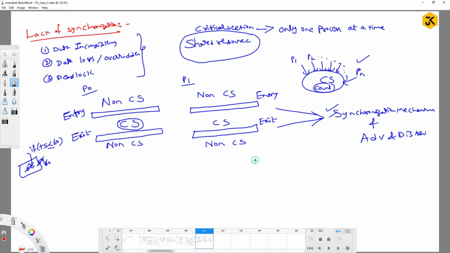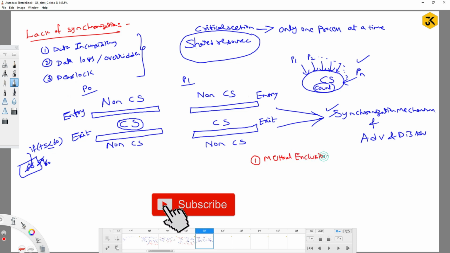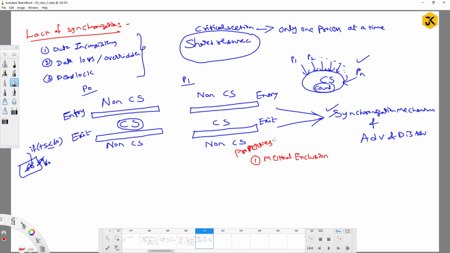Those properties are, one will be mutual exclusion. Mutual exclusion, right? These are the properties of synchronized algorithms. One will be the mutual exclusion. Another one should be progress. Another one should be bounded waiting, and architectural neutrality.